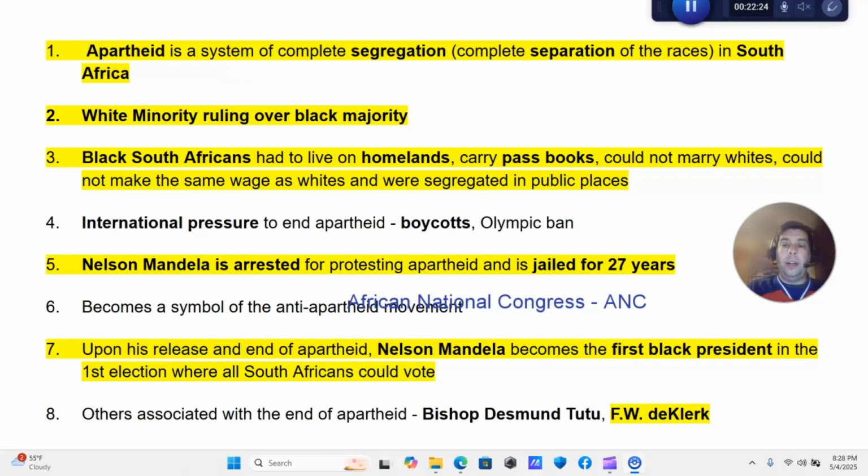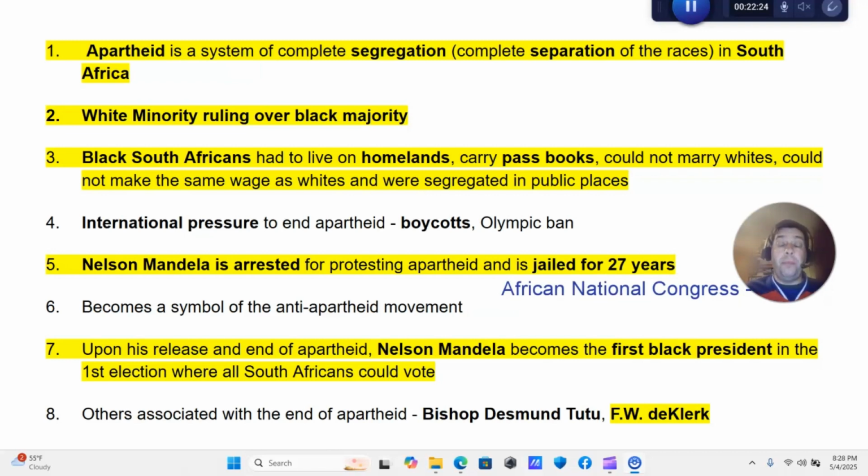I will put an S there. I will move it. The African National Congress, or the ANC, again, working against apartheid. Because of his imprisonment, he becomes a symbol of the anti-apartheid movement. And, long story short, he gets released and the end of apartheid happens.